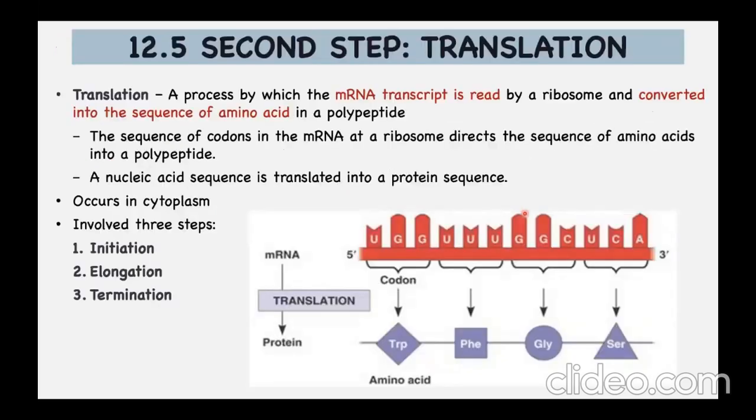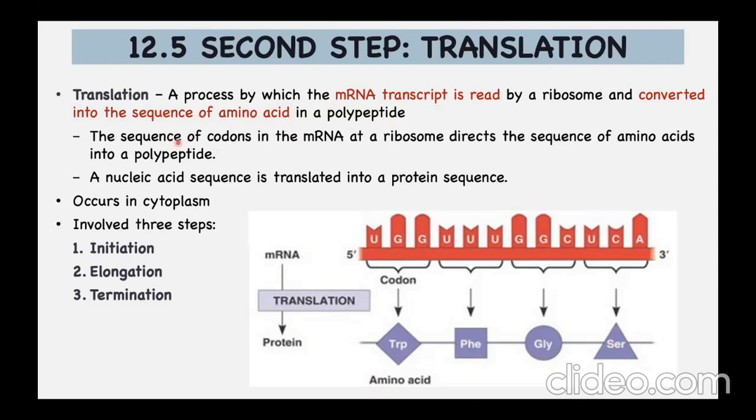Okay, so next kita dah done with the transcription. We are going next to the translation. So, part of the gene sequence ada dua, transcription and translation. Yang tadi tu, it involves the mRNA, that is still a nucleotide. We call that as the nucleotide language. So, now is the translation. Dia kena translate daripada nucleotide language into the amino acid language. Okay, so this is why it is called translation, from mRNA into protein, which consists of polypeptides or amino acids. Okay, so translation is the process by which the mRNA transcript is read by a ribosome and converted into the sequence of amino acids in a polypeptide.